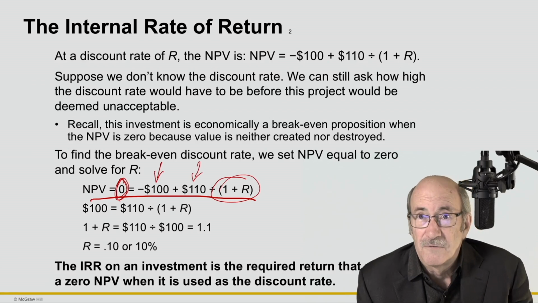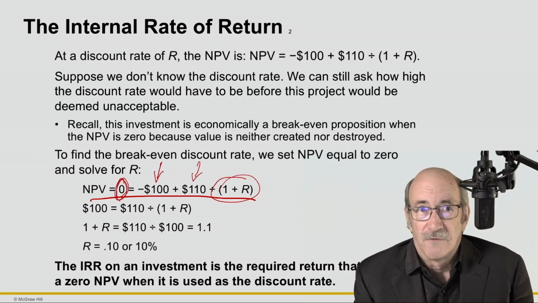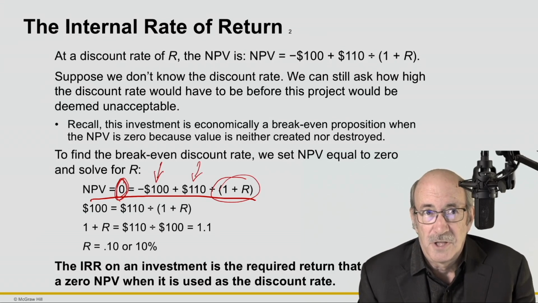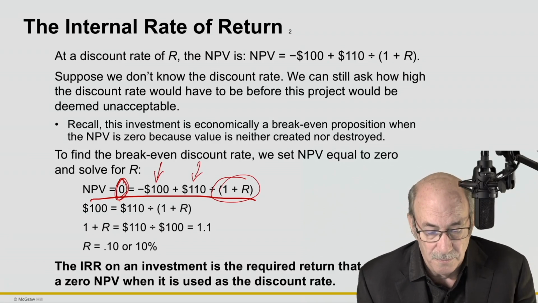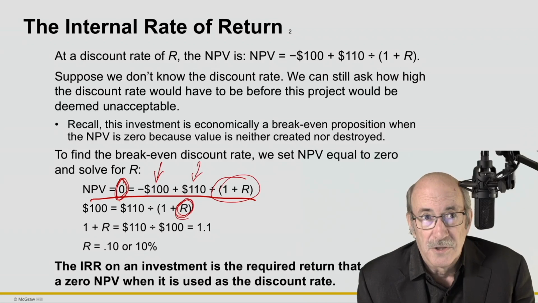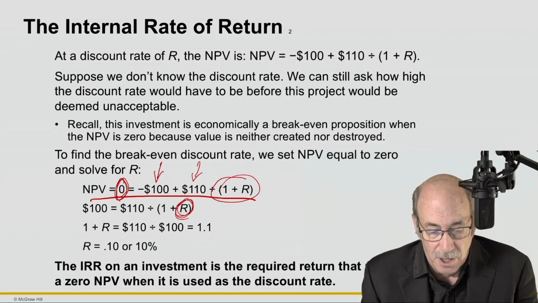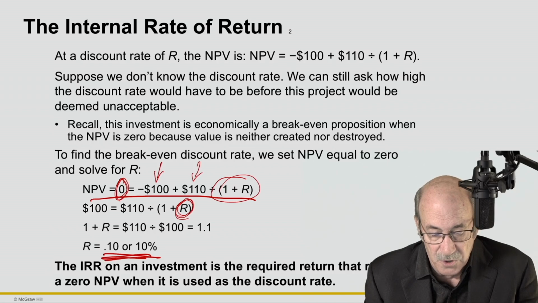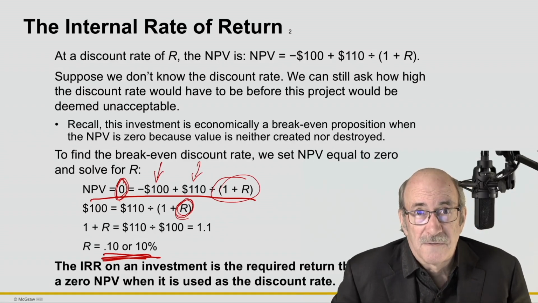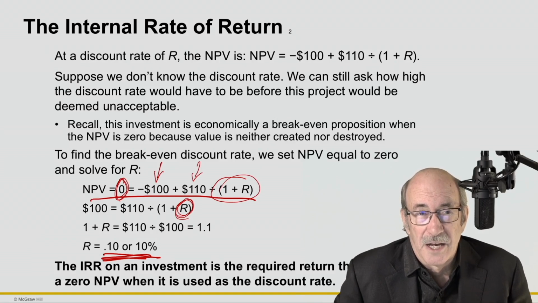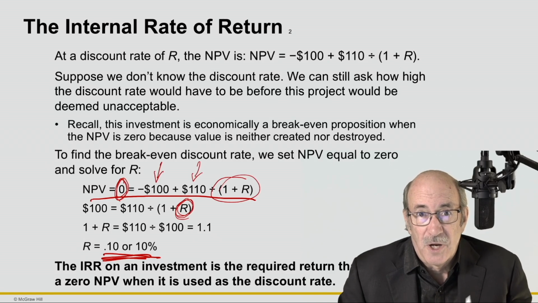So instead of plugging in an R and solving for the present value and then netting it out with the cost, we assume that the NPV is 0, and then we solve for our R. In this case, we can solve directly for R, and we get that R is 10%. In cases where we have multiple cash flows, it becomes more problematic to solve for that R, and it's done by trial and error.